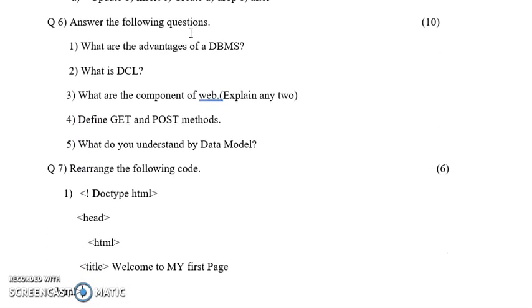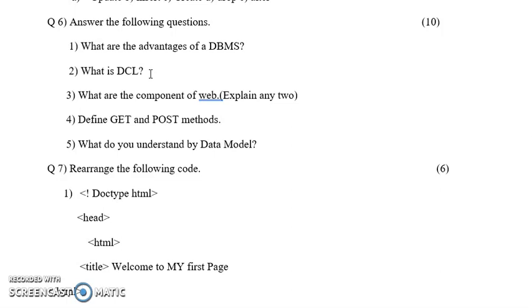Again, we have answer the following questions. The first question is, what are the advantages of DBMS? What is DCL? Then we have what are the components of web. So you can write about web browser, then you can write about the web page, website. All these are the different components of the web.